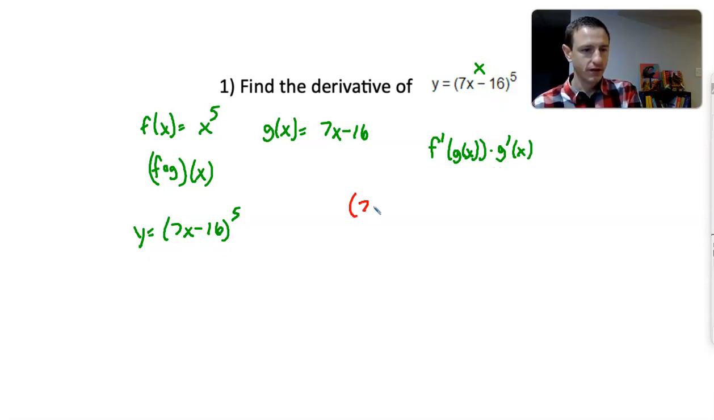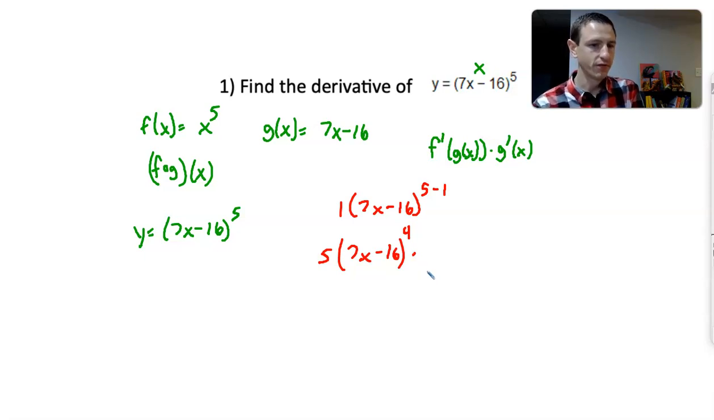So I have (7x minus 16) raised to the fifth. I'm going to take the derivative of the whole function, so just use the power rule. This is going to become 5, because it's just a 1 out here, times (7x minus 16). 5 minus 1 is 4.